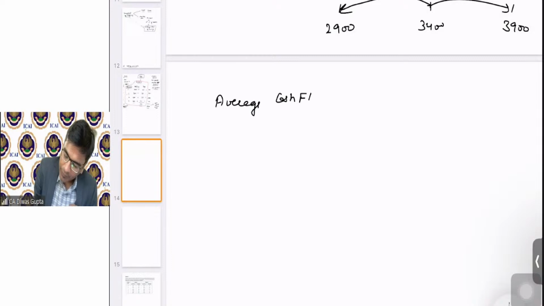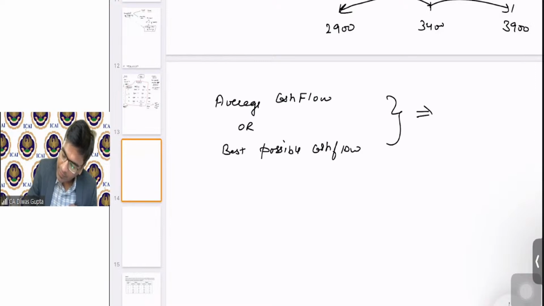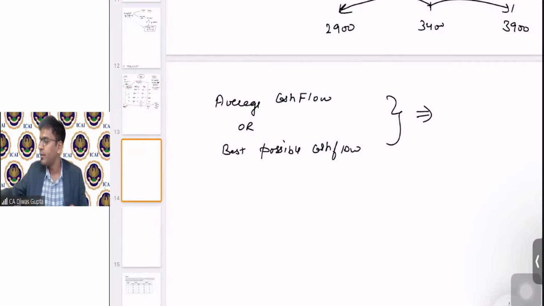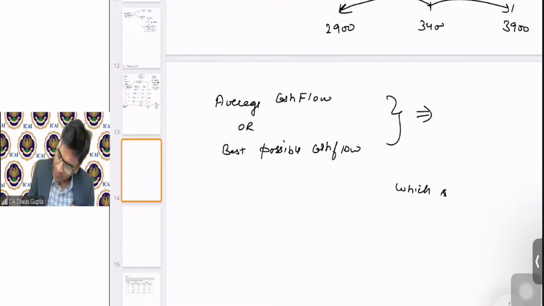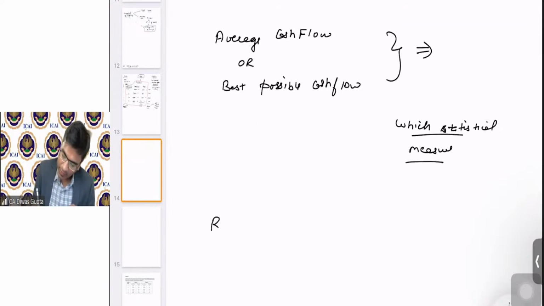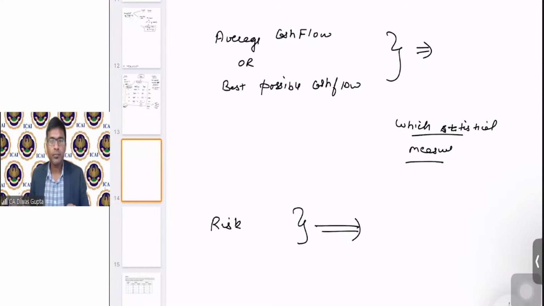Average cash flow, or best possible cash flow, is represented by which statistical measure? Can anyone attempt this? And risk, again, risk is denoted by which statistical measure?